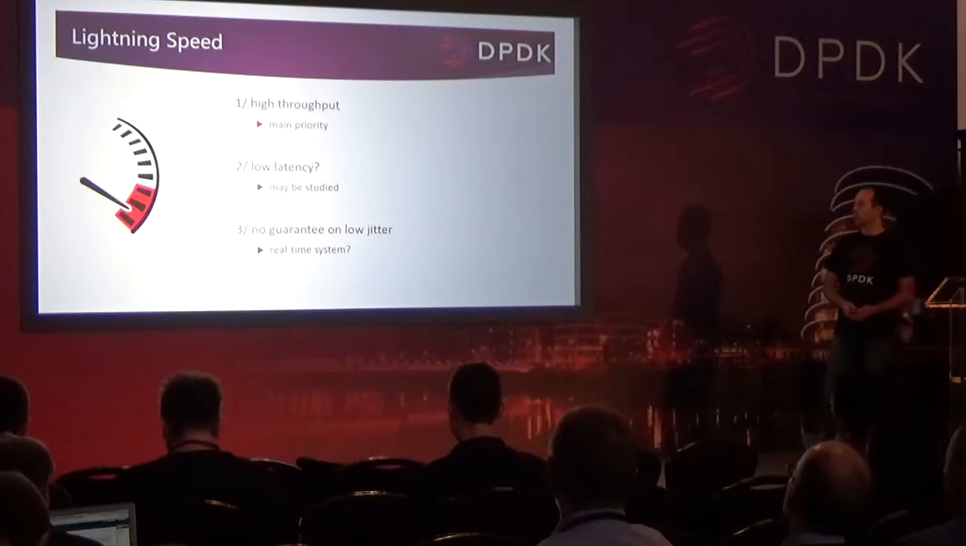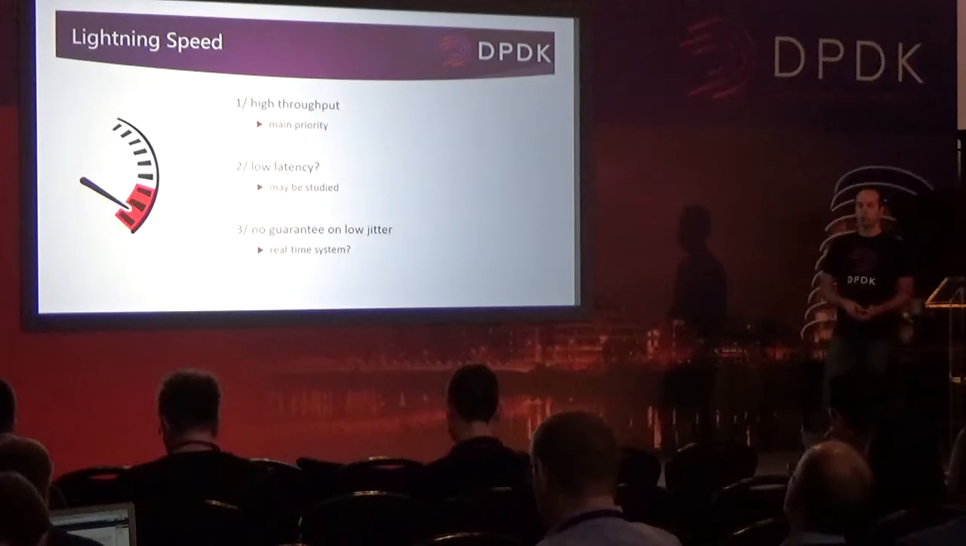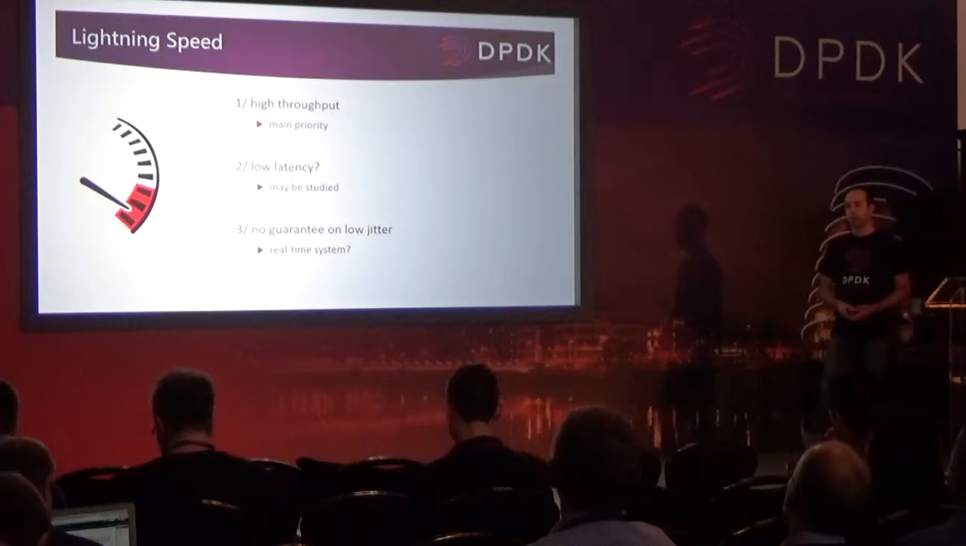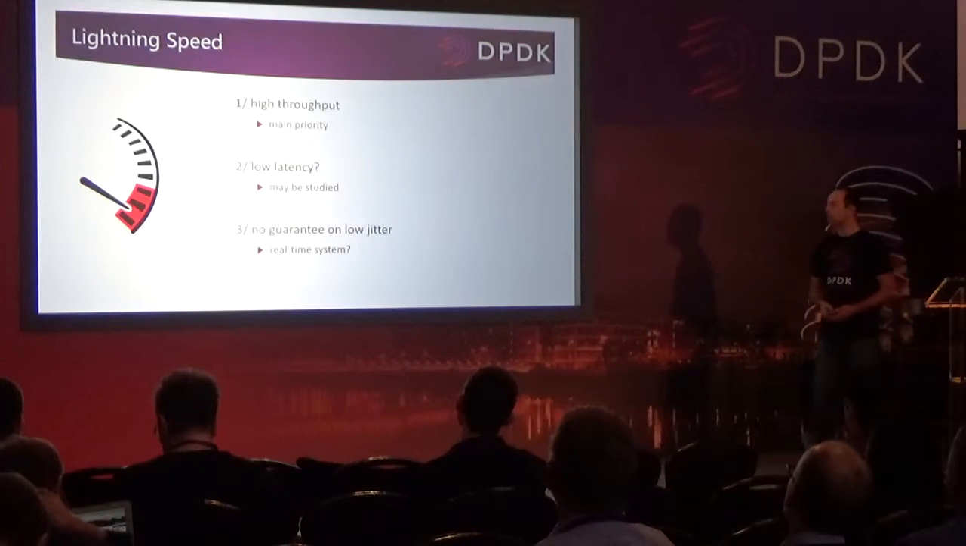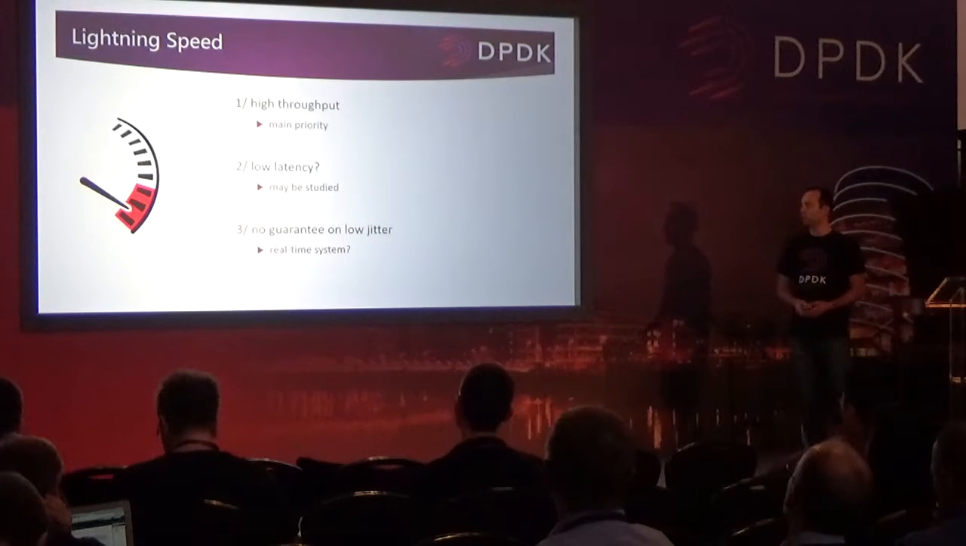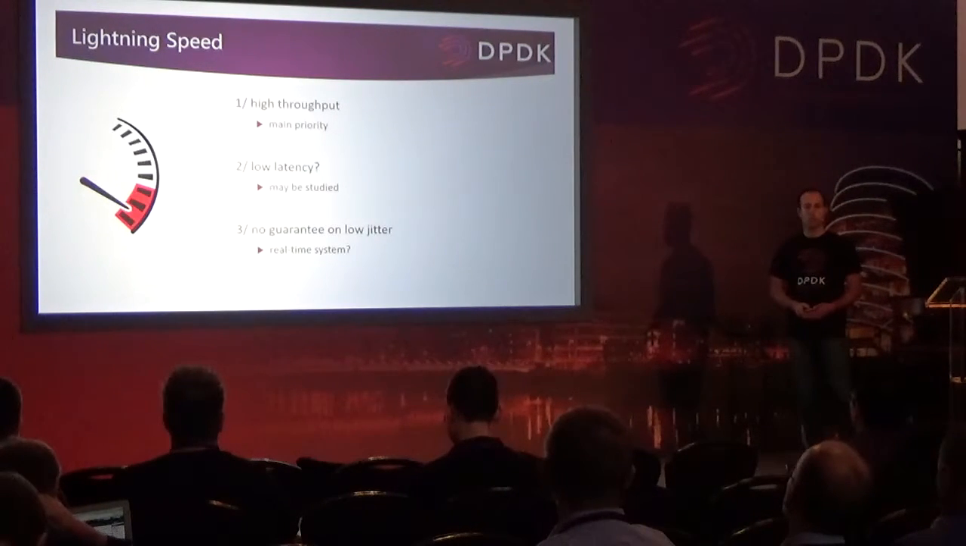And the other measure of speed is the jitter. It's something we don't talk a lot about, maybe because we are not using a real-time system. Most of you are using Linux or sometimes FreeBSD. Is it something we want to study in DPDK? It's an open question.